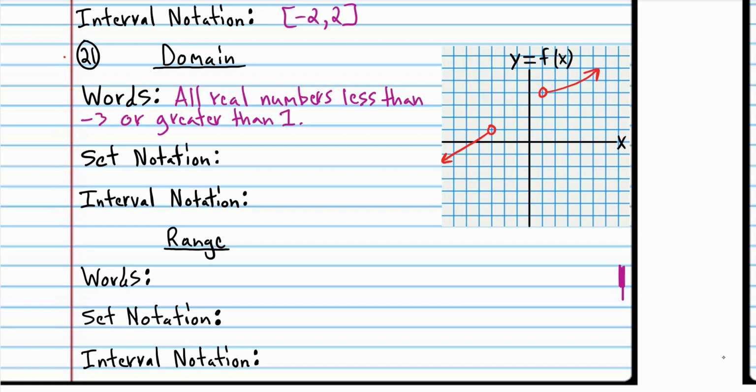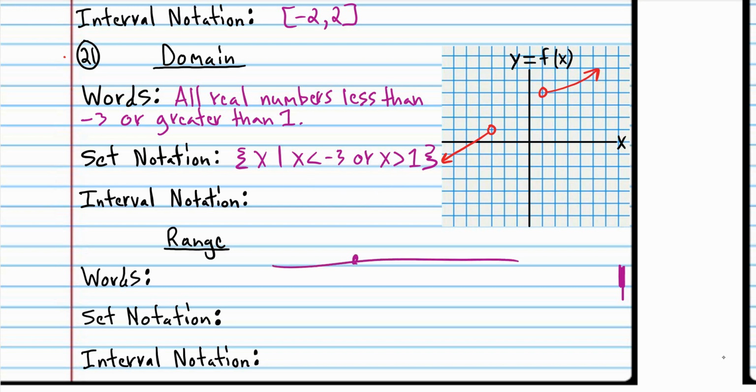In set notation, we say that the domain is the set of all x values such that x is less than -3, or, it's very important to use the word or, x is greater than 1. Now, why is it important to use the word or? If you use the word and, mathematicians interpret that to mean that x can be less than -3 and greater than 1 at the same time.